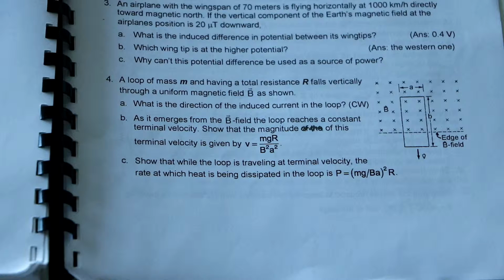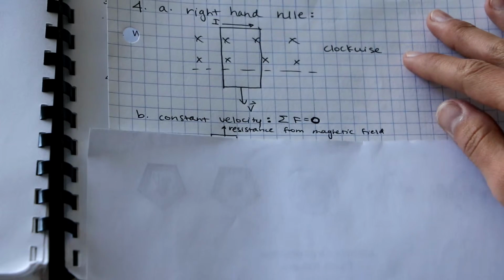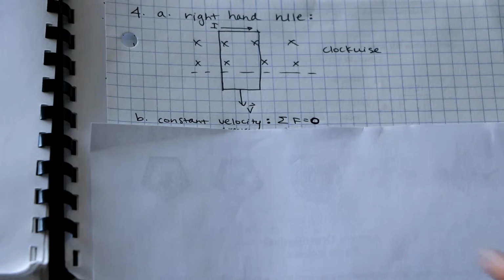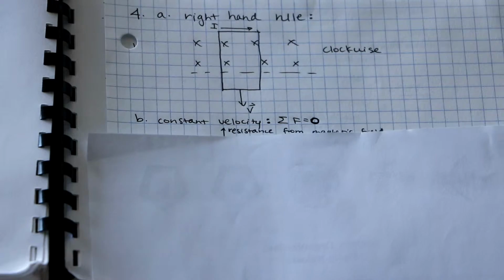Okay, part B says, as it emerges from the B field, the loop reaches a constant terminal velocity. Show that the magnitude of this terminal velocity is given by v equals mgR over B squared a squared, where R is the resistance and m is the mass. So if it's moving at constant velocity, we know that the sum of the forces is going to be 0.